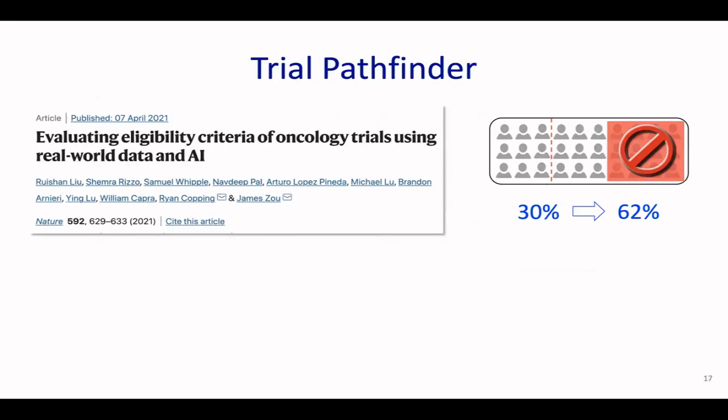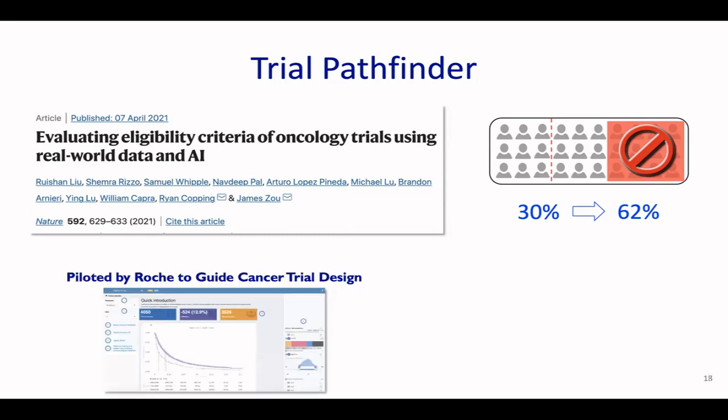This brings us to our project. We propose an algorithm called Trial Pathfinder, where we can evaluate and optimize the eligibility criteria for oncology trials using real-world data and AI. As a very quick result, we're able to double the eligible patients from 30% to over 60% without harming the performance of the drug.